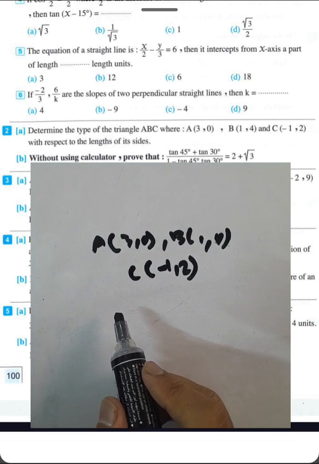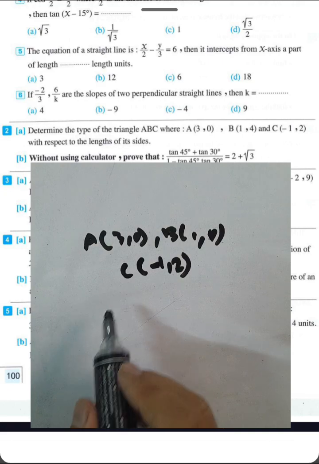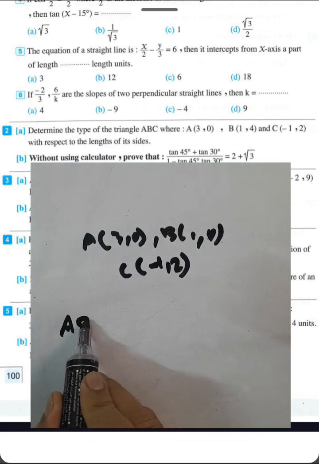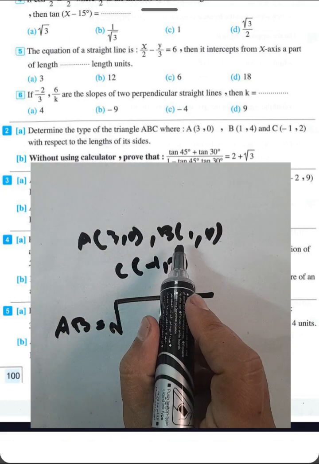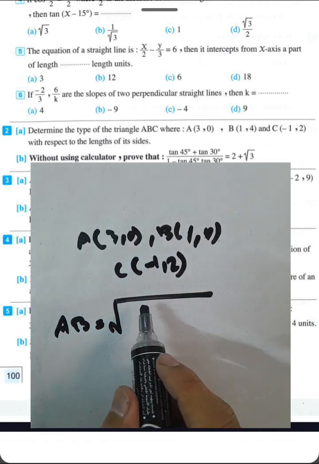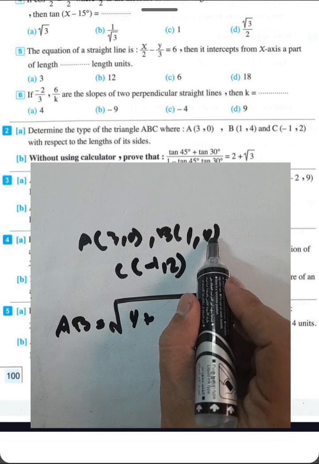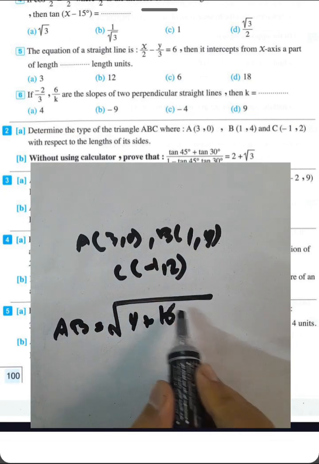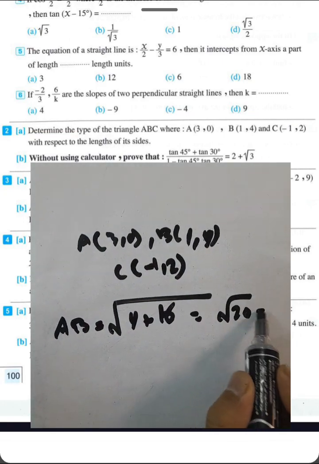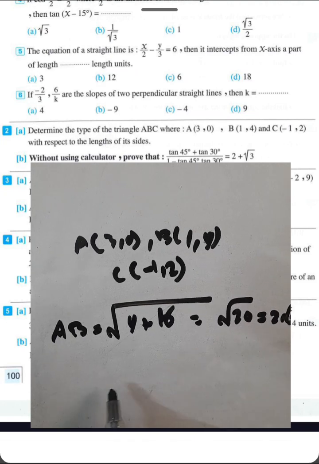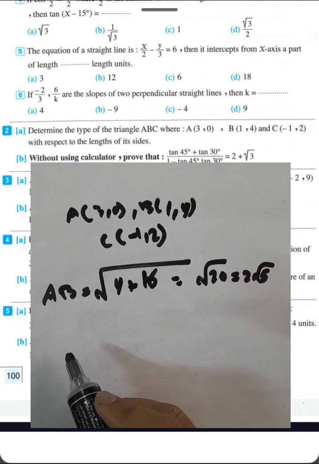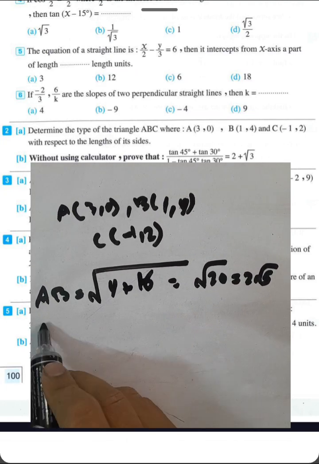Okay, I'm going to find the lengths of AB, BC and AC by using the rule. We know AB equals the square root of (x2 minus x1) power 2 plus (y2 minus y1) power 2: 3 minus 1, power 2, it will be 4, and 4 minus 0, it will be 4 power 2 equals 16. The result will be the square root of 20, it will be 2 root 5. And what about BC?